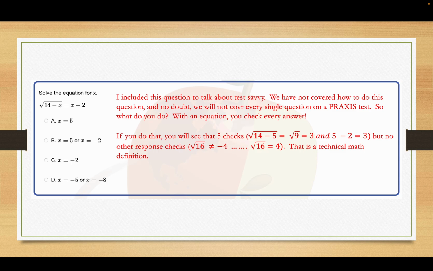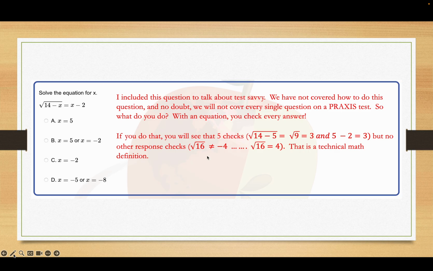We haven't covered how to do this question, and no doubt we will not cover every single question on the Praxis test. So what do we do? Well, with an equation, you just check every choice. If you do that, you'll see that 5 checks. Plugging in the 5, the square root of 14 minus 5 is the square root of 9, which is 3, and 5 minus 2 is 3. So 5 definitely checks. That means that I need to check the other responses. For example, the square root of 16 does not equal negative 4. We know 5 works, and then it says 5 or negative 2, so we just have to check negative 2. If that also works, then it's choice B. If it doesn't, then it's choice A.